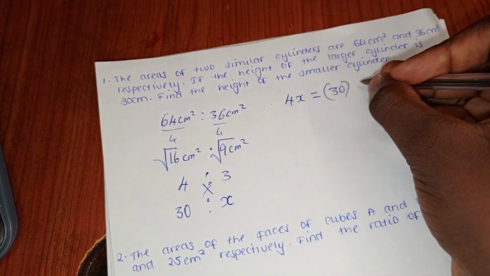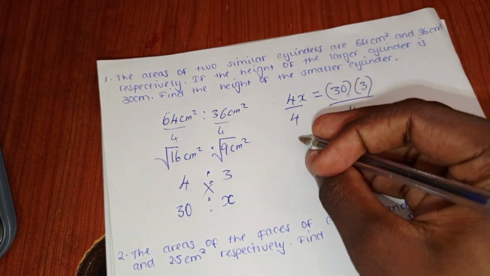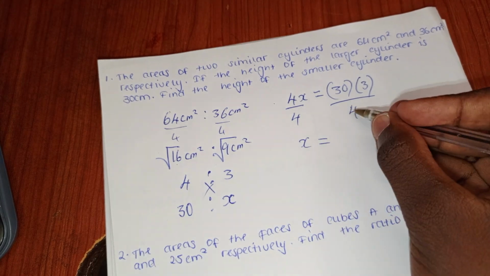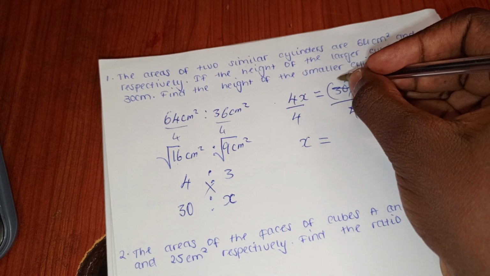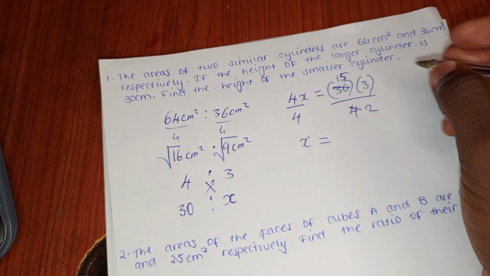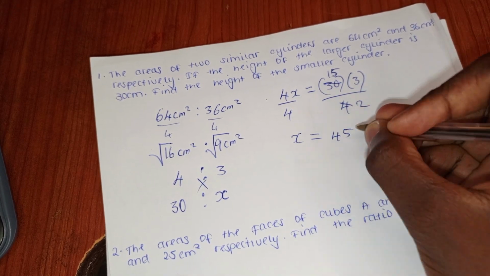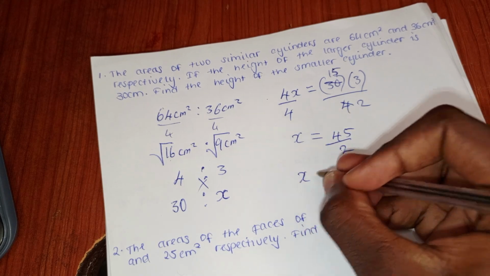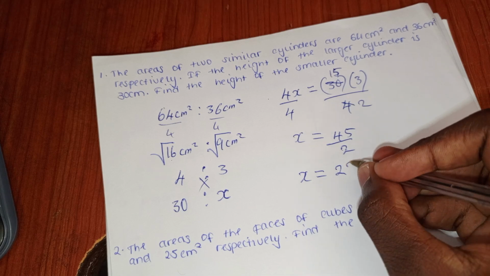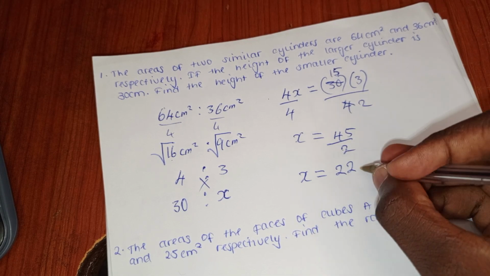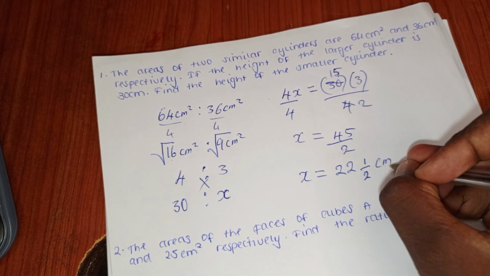So let's do this. Divide by 4 over 4. So x is equal to 2 into 4, that's 2. Then 2 into 30, that's 15. Then 15 times 3, that's 45. So 45 over 2. So x is equal to 2 into 4, that's 2, and 2 into 5, that's 2. Then we're going to have a remainder of 1 over 2 centimeters. So we are done.